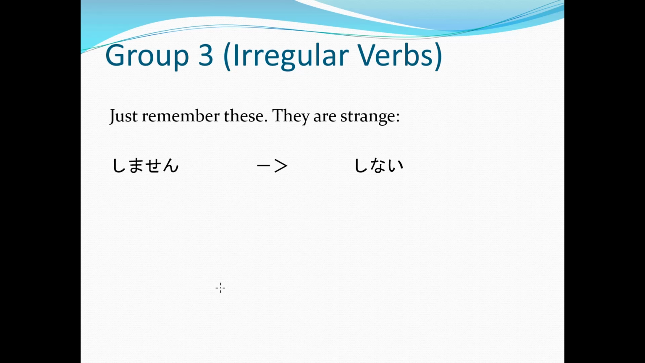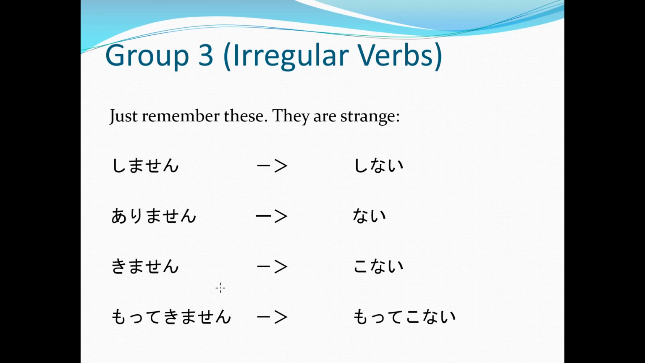Okinai, okinai. Last one's irregular verbs. Just remember these because they're really strange. Shimasen becomes shinai, pretty straightforward. Arimasen becomes nai, that's weird. Kimasen becomes konai. And the last one, motte kimasen, motte konai, not bring.